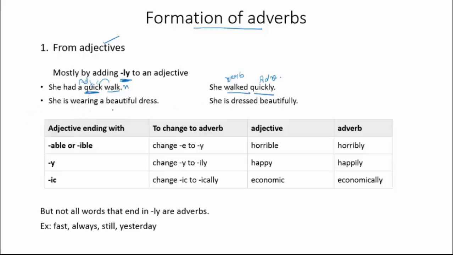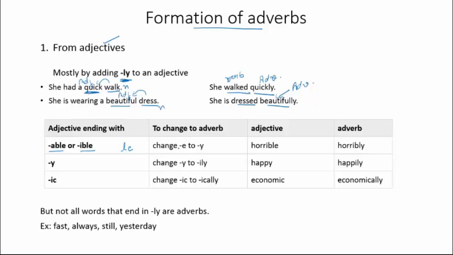She is wearing a beautiful dress. Dress is a noun. What kind of dress? Beautiful dress. That becomes an adjective. So we just add ly. She is dressed beautifully. So now over here, dressed, and how is she dressed? Beautifully. Adverb. Okay.